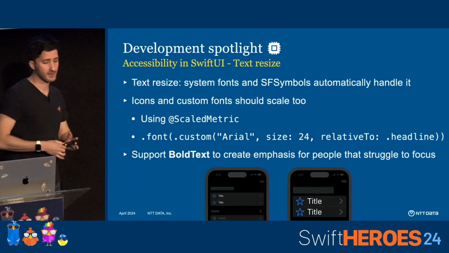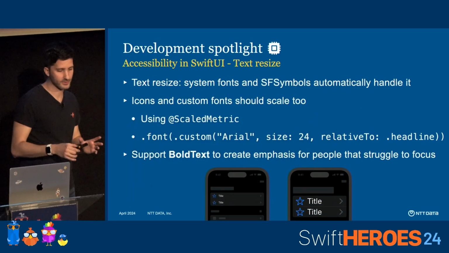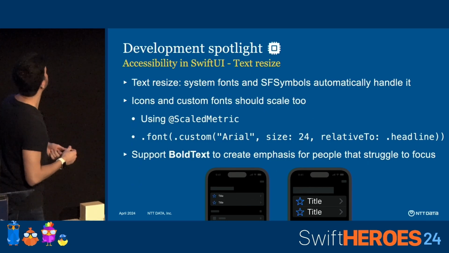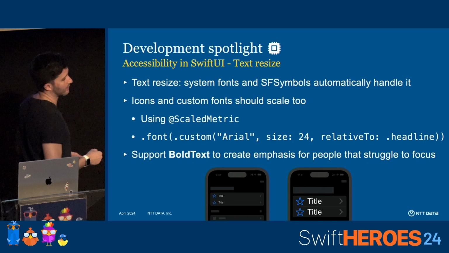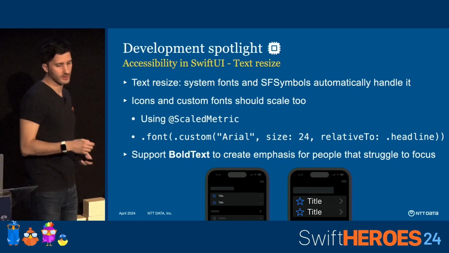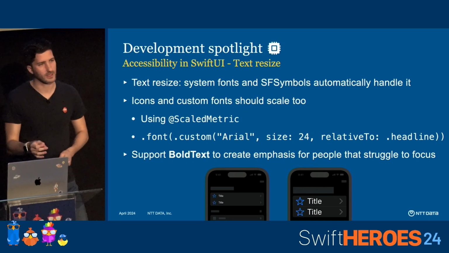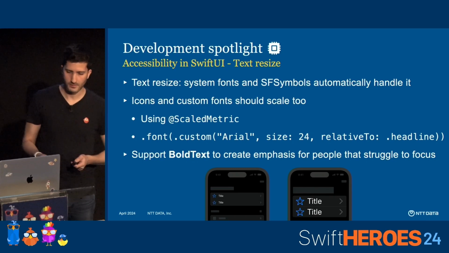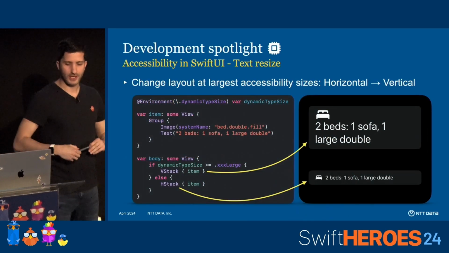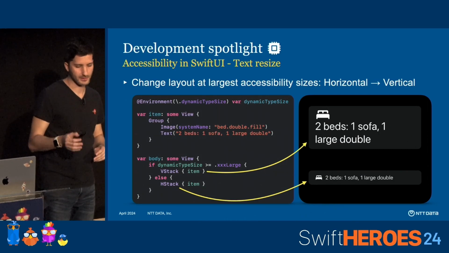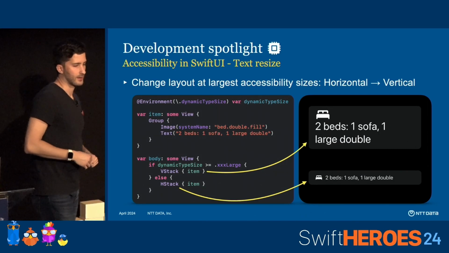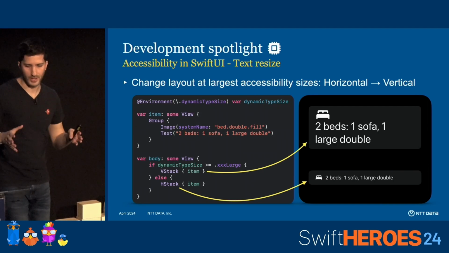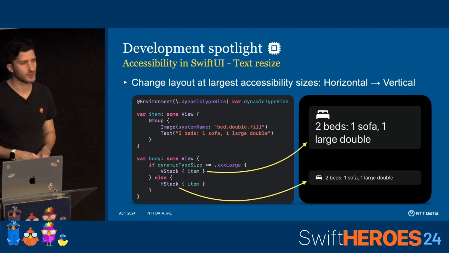About text resize, system fonts and SF Symbols are automatically handled. And icons and custom fonts should scale too, and we can actually do it with several different approaches. We should also support bold text to create emphasis for people who struggle to focus. We should change layout at the largest accessibility sizes, since a horizontal layout may not be the best choice when the text gets really big, and we can do it easily with SwiftUI.